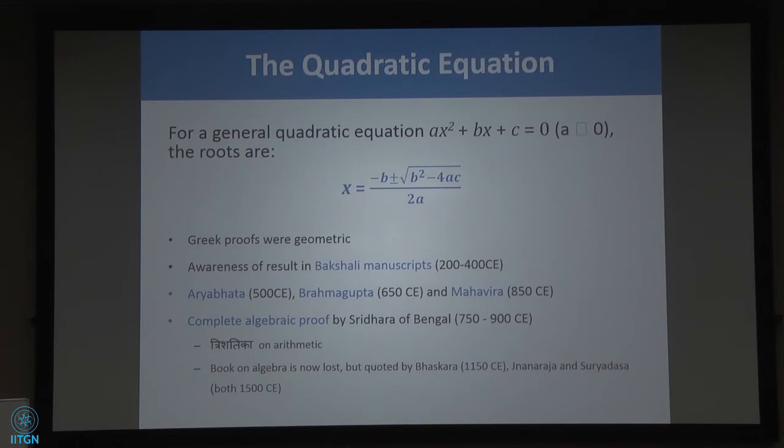We see an awareness of this solution in the works of Aryabhatta, Brahmagupta, and Mahavira, who composed problems which involve this solution. But the first complete proof we see of this solution, meaning how to derive it, is by Sridhara of Bengal, who lived around 900 CE. He wrote 2 books, one on algebra, which is now lost, but it is quoted by Bhaskara and other commentators. And his book on arithmetic, which is Trishatika, still survives.